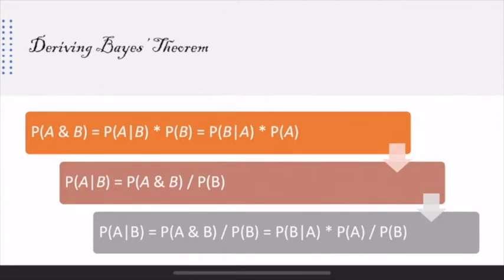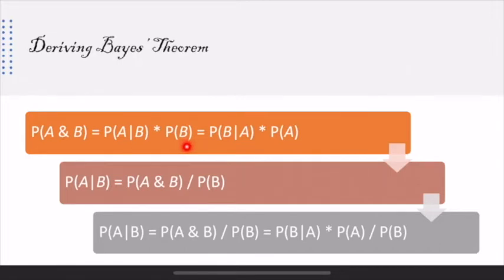Okay, so here we see that the first line shows the probability that both A and B are true. Okay, and this is equivalent to the probability of A given B times the probability of B. And again, if you stop and think about it, that intuitively makes sense.